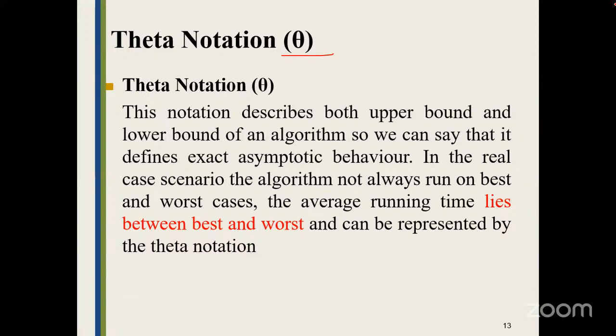But that may not be possible all the time. The system may not take less time, and it may not take a very lengthy time, the maximum upper bound time. Its best suitable case is the average time. It may take time that lies between best and worst in general. So we can represent that average case time with the help of the theta notation. That's why it is very useful for us.